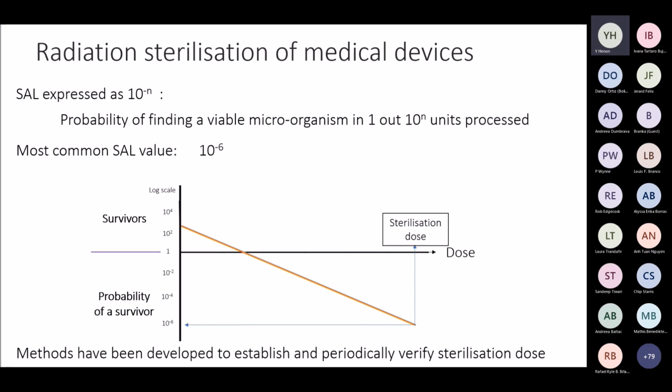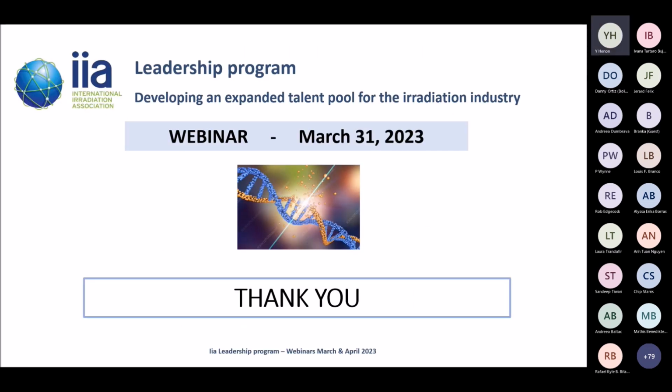So here you have the curve giving in a log scale, after you start destroying the organisms that are present on the medical device. As you increase the dose, you increase the probability of not finding one on a given number of instruments. So methods have been developed from the 90s and now well known and widely used to establish the dose and periodically check that this dose is still good for the sterility assurance level that is designed. So there we're talking about destroying the whole population and inactivation of microorganisms. And with this, I finish my presentation, and I thank you very much for your attention.